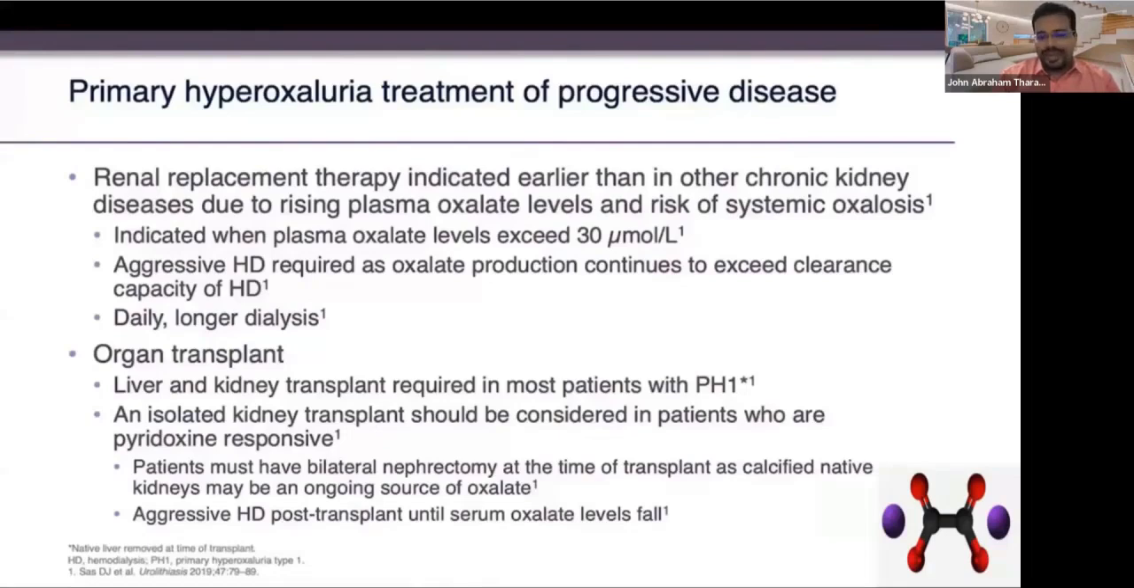Organ transplant, liver and kidney transplant, is required in most of the patients with PH type 1. An isolated kidney transplant should be considered in patients who are pyridoxine responsive. Patients must have a bilateral nephrectomy. In some centers in the US, they perform a bilateral nephrectomy at the time of transplant, as calcified native kidneys may be an ongoing source of oxalate, followed by aggressive hemodialysis post-transplant until the serum oxalate levels fall.